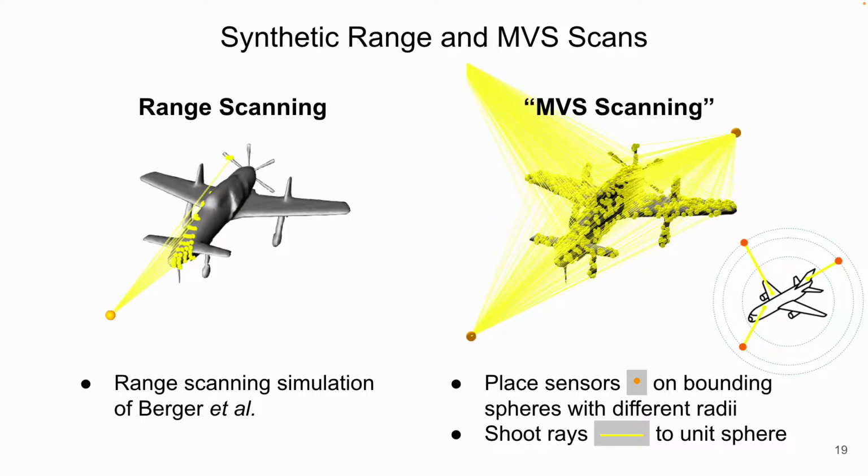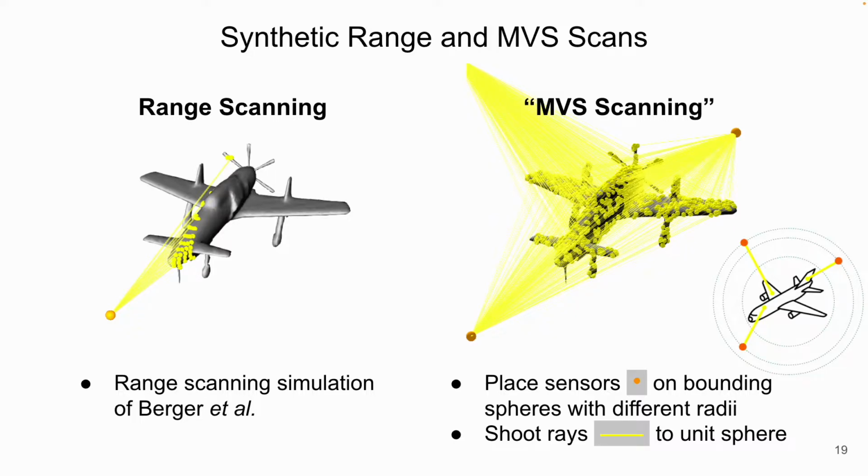And for simulating MVS point clouds, we implemented a process where we place synthetic sensors on multiple bounding spheres around an object and shoot rays at the object. The intersections of the ground truth mesh and the shot rays build up the point cloud. And we also add Gaussian noise and outliers in the form of uniform samples drawn from the bounding box of the object.